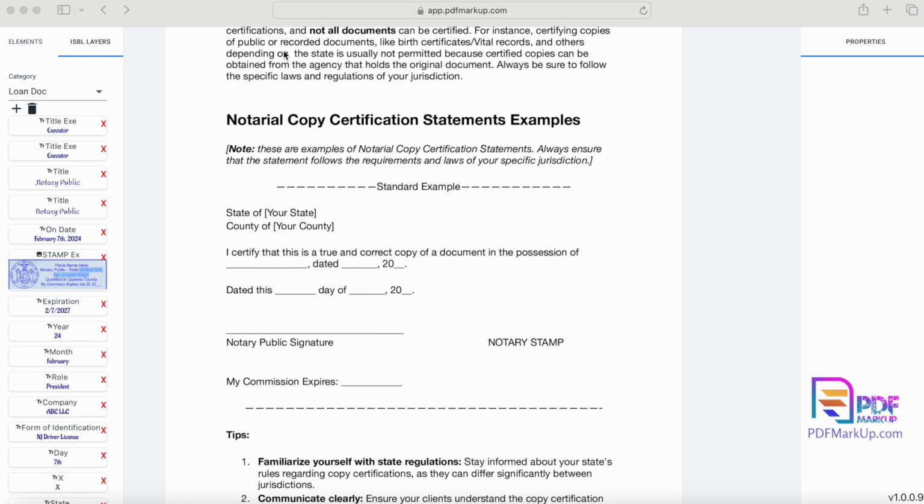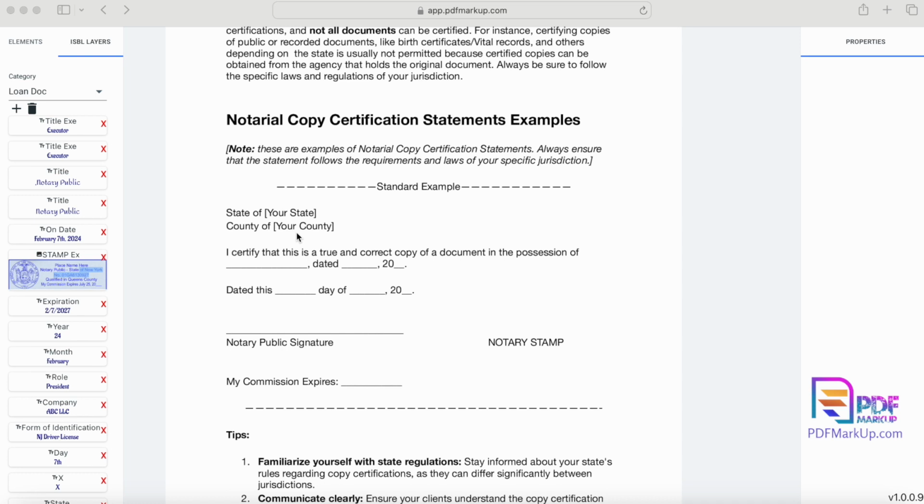Fill this document out. So we're going to say state of blank, county of blank. I certify that this is a true and correct copy of a document in the possession of blank, dated blank, on 20 blank, dated this blank day of blank 20 blank. Okay? Then notary signs and so forth.